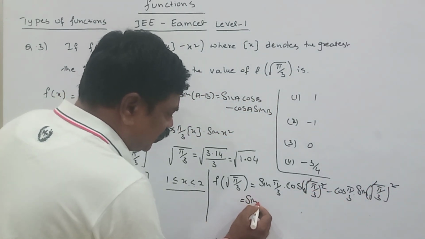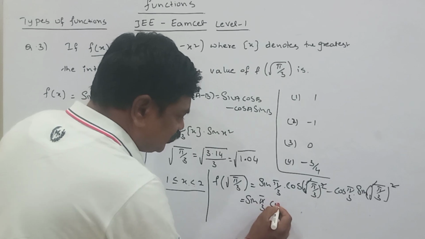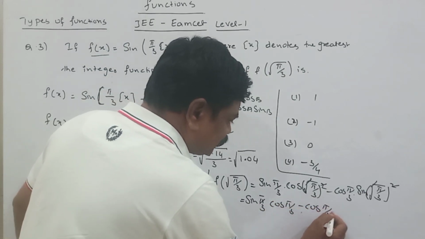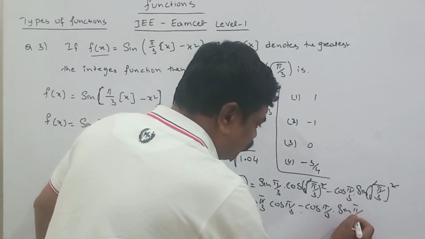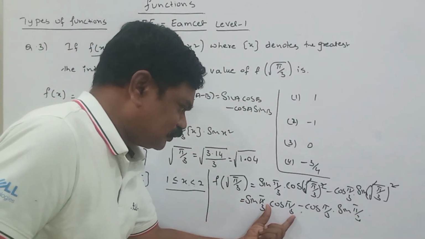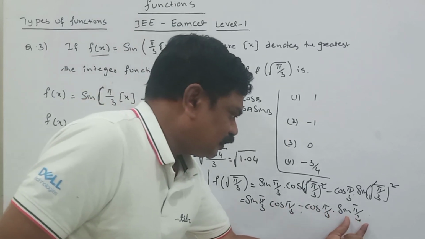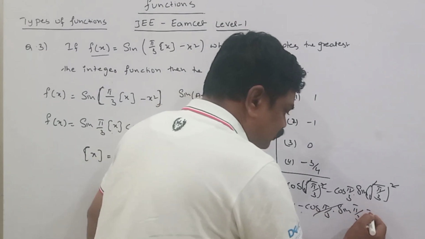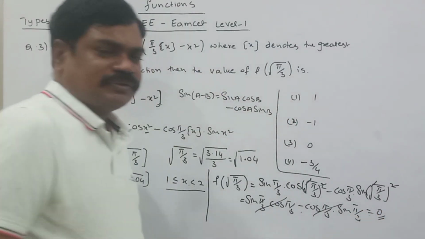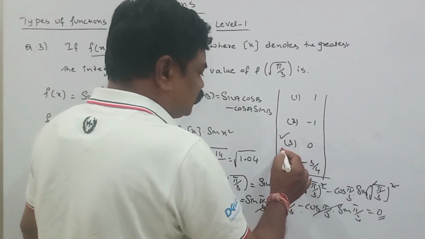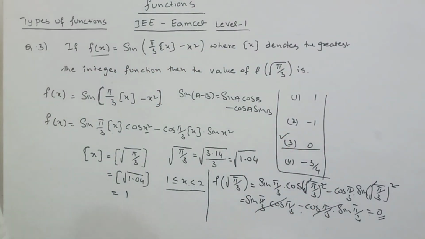It is equal to sine pi by 3 into cos pi by 3 minus cos pi by 3 into sine pi by 3. You observe here, sine pi by 3 into cos pi by 3 and cos pi by 3 into sine pi by 3, these two cancel, equal to 0. So this value is 0. Option 3 is the answer.